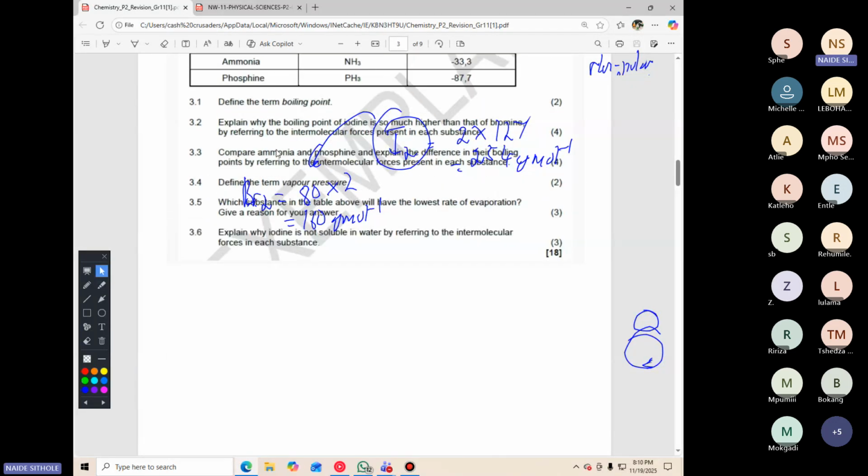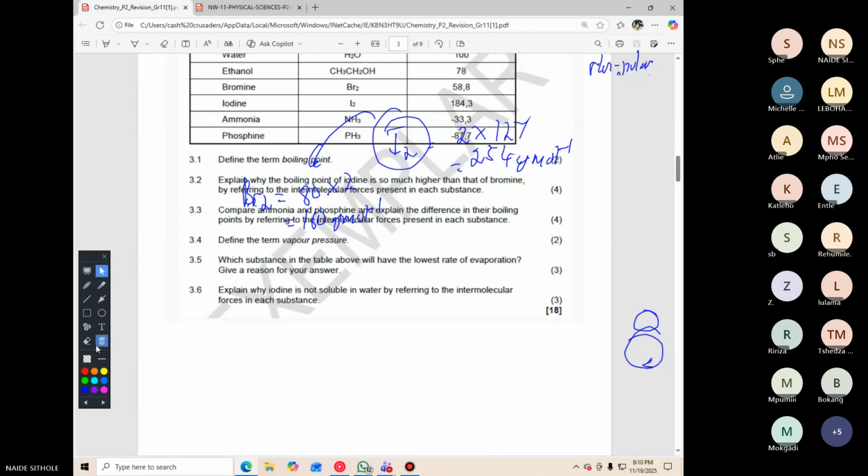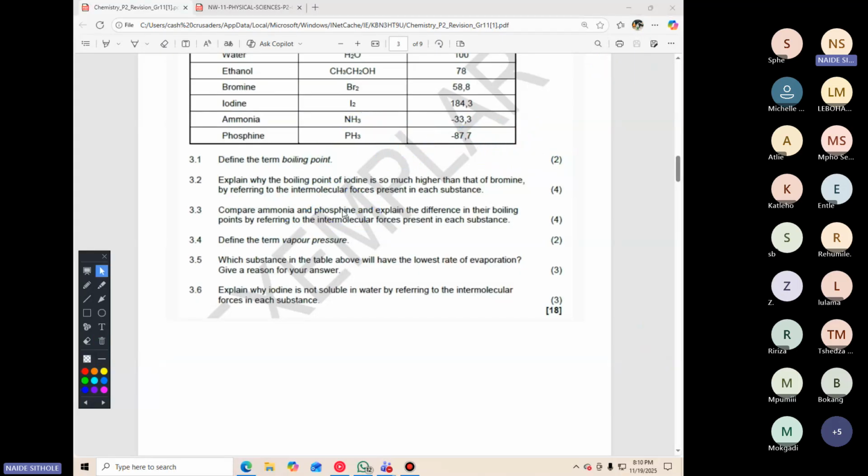Here is another one. Compare ammonia and phosphine and explain the difference in their boiling points by referring to the intermolecular forces present in each substance. Now, when we look at ammonia, we said ammonia has what? Hydrogen bonds. But phosphine here has what? Dipole-dipole forces. Now we are comparing compounds that have what? Different intermolecular forces.